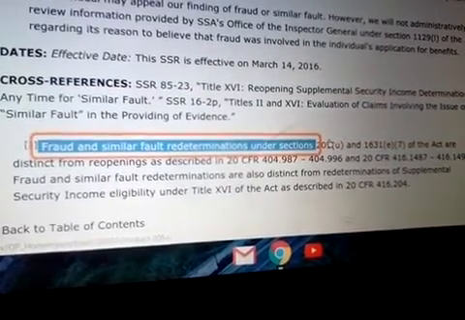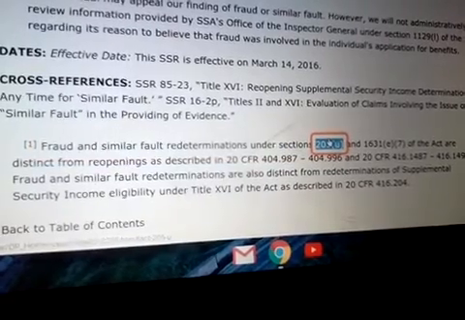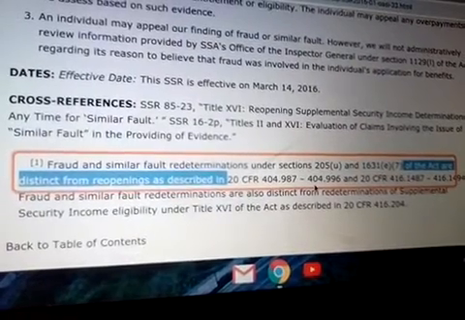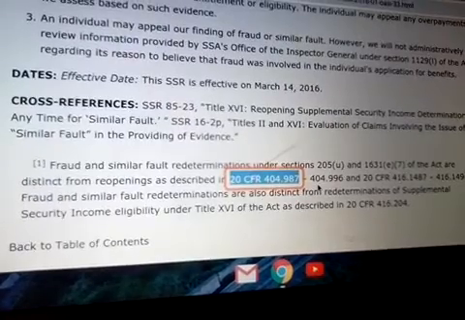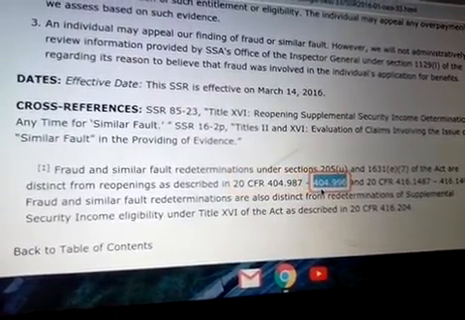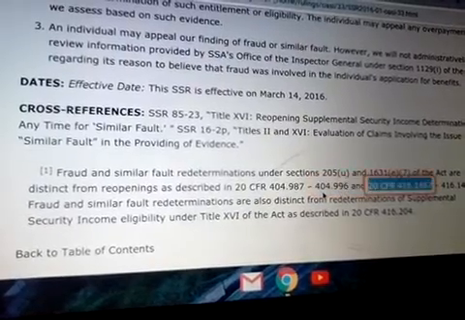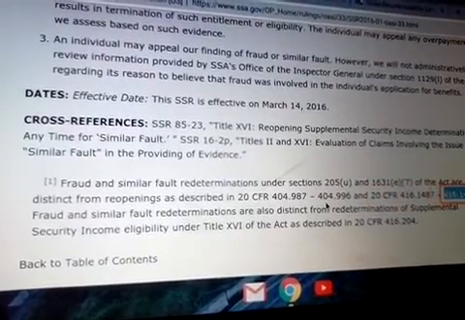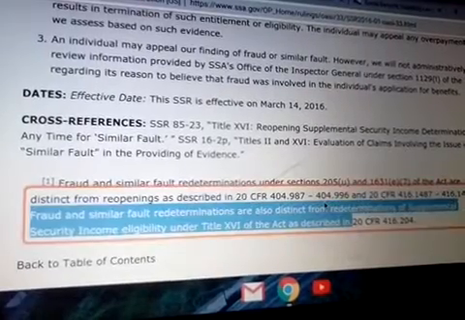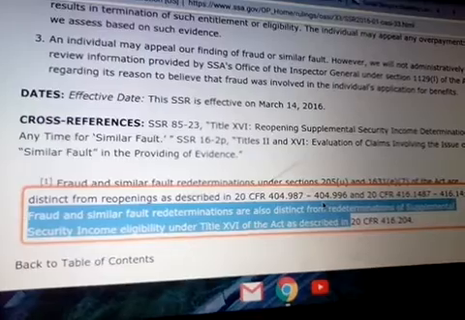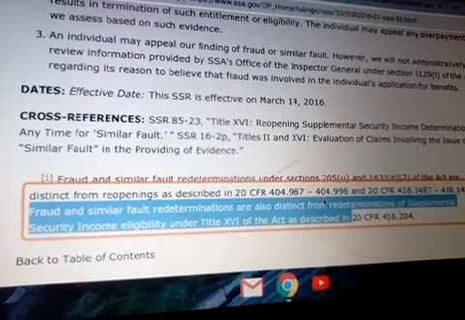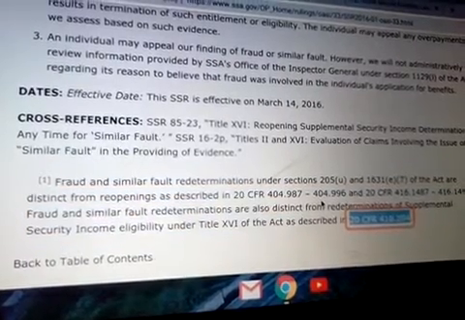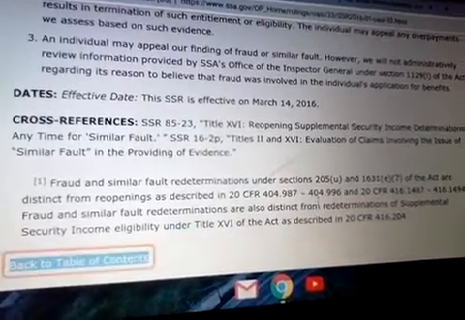1. Fraud and similar fault redeterminations under sections 205(u) and 1631(e)(7) of the Act are distinct from reopenings as described in 20 CFR 404.987 through 404.996 and 20 CFR 416.1487 through 416.1494. Fraud and similar fault redeterminations are also distinct from redeterminations of supplemental security income eligibility under Title 16 of the Act as described in 20 CFR 416.204.